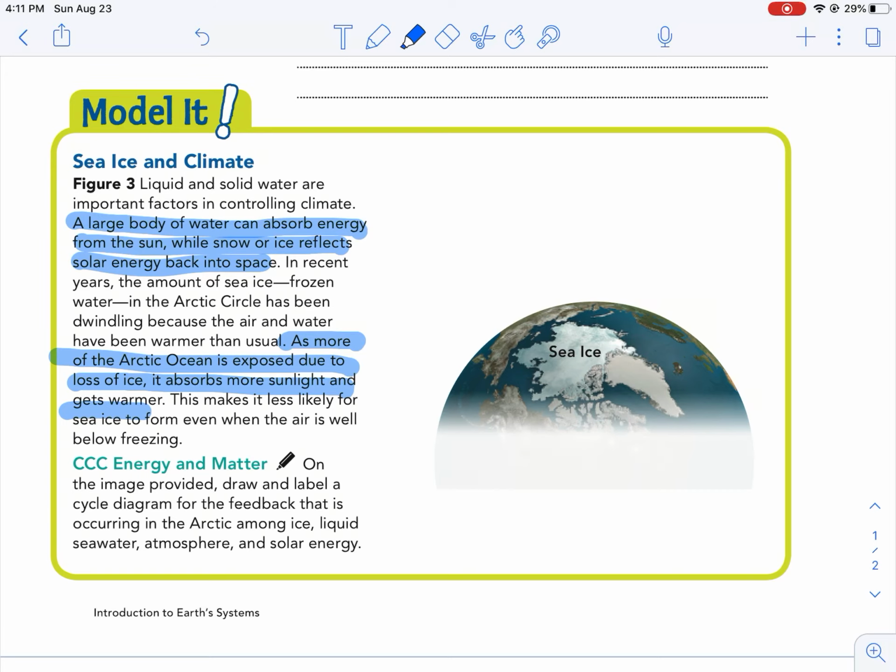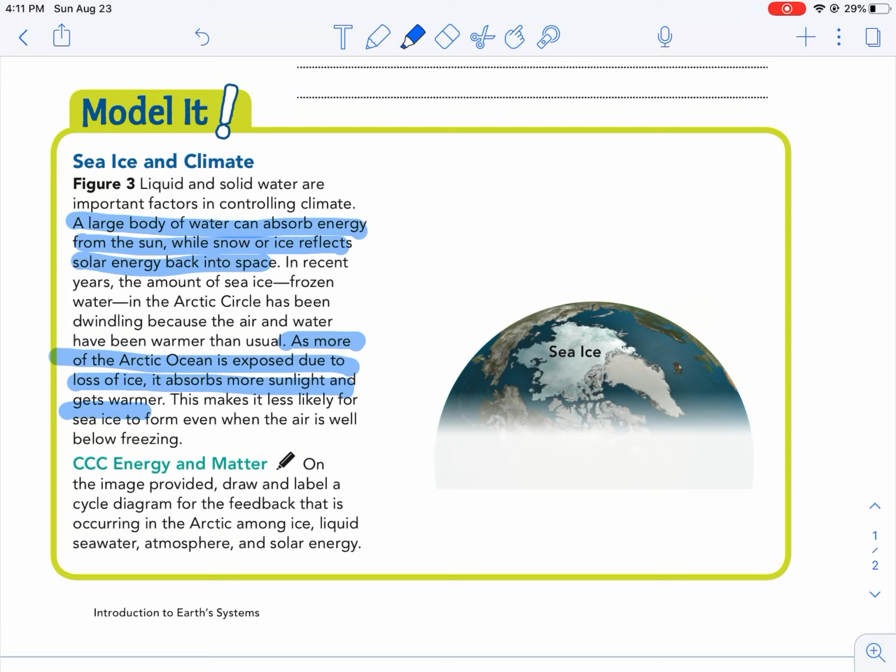So what we're going to do is try to draw a model to show what we think is going on. And remember, this is just our basic understanding. This is what we think so far. It may not be perfect or 100% correct right now. So on the image provided, draw and label a cycle diagram for the feedback that is occurring in the Arctic among the ice, liquid, seawater, atmosphere, and solar energy.